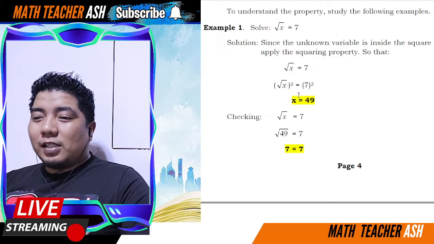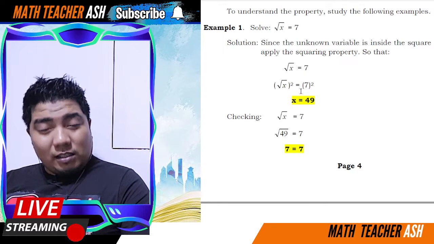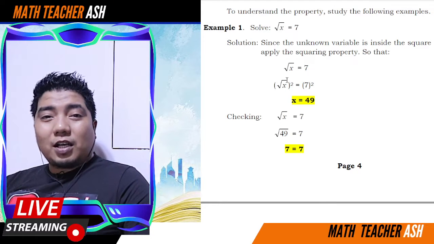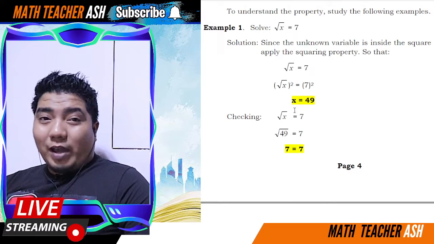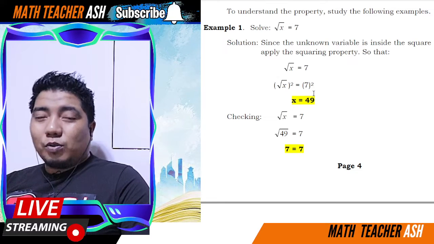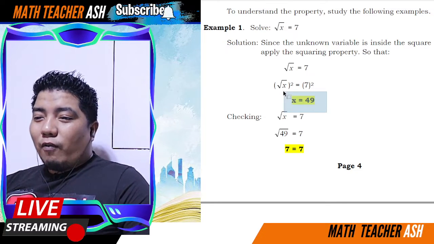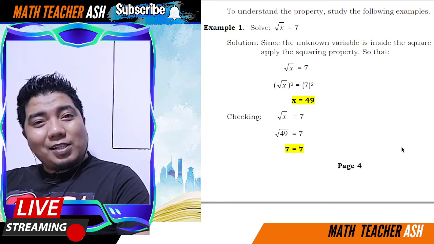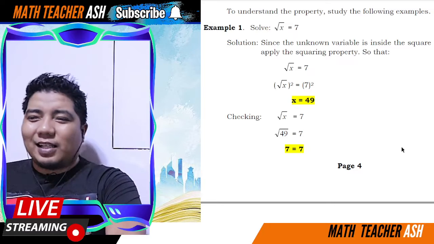So, pag si square root of x, nag-square ka sa kanya, maka-cancel out ang square at saka yung radical sign, leaving you x. Of course, since the right side, nag-square din tayo, so 7 squared, the answer is 49. So, that is basically the answer. Easy, right? Easy lang talaga, my dear math learner.